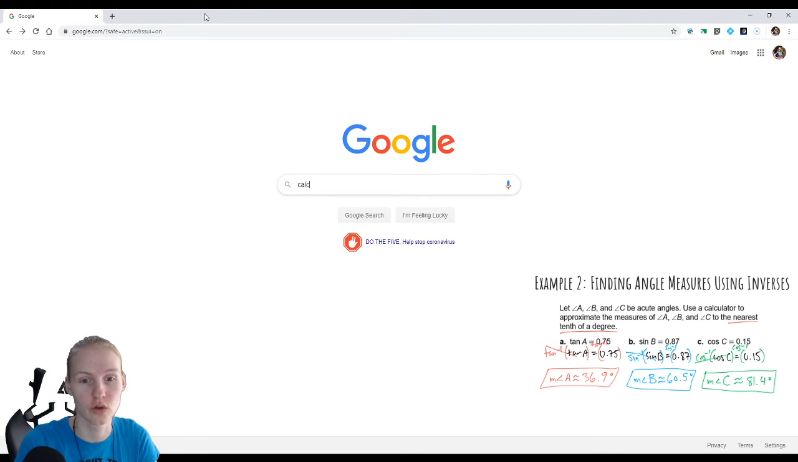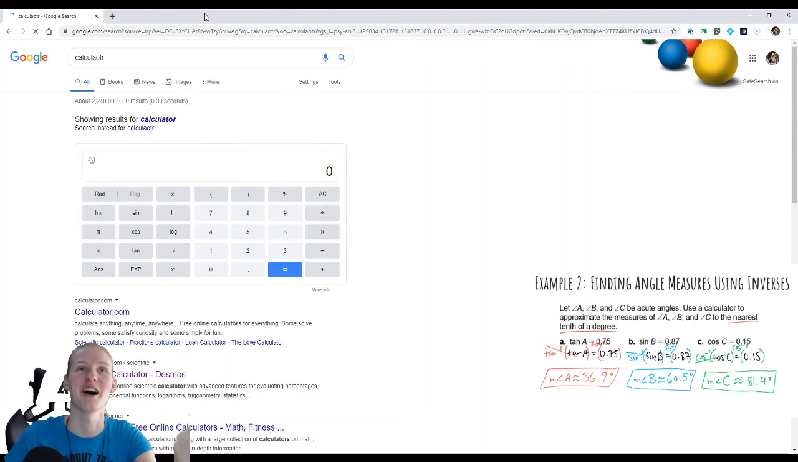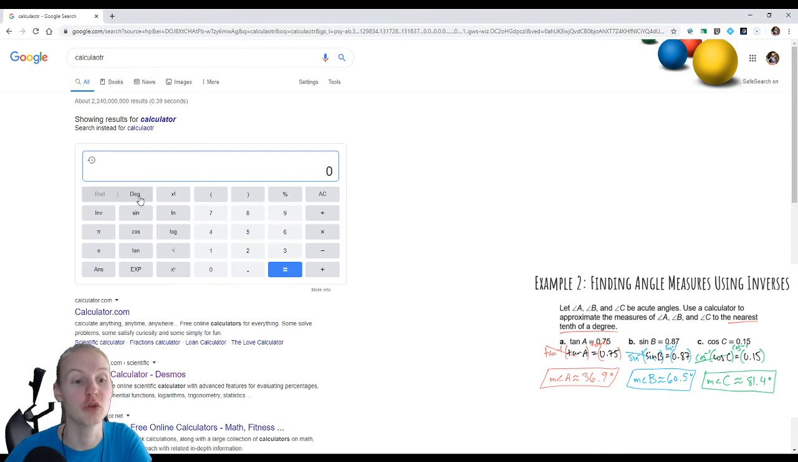If I just Google calculator and I misspell it pretty badly, it still knows what I mean. Fantastic. So, first things first, make sure you are in degrees. Just like the last video we made, you need to be in degrees. If you want your angle to come out in degrees, be in degrees. Otherwise, it'll pop out in radians.